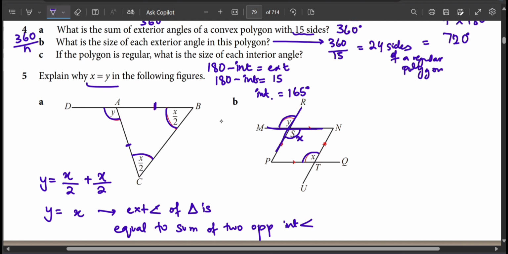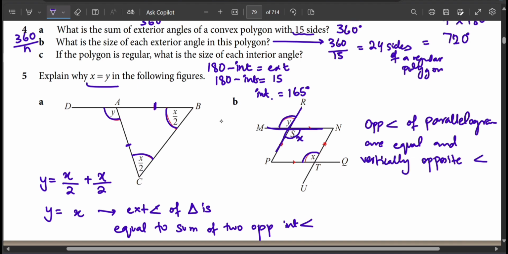So we can say that opposite angles of a parallelogram are equal, and vertically opposite angles are equal, right? So that is why we can say that x is equal to y.